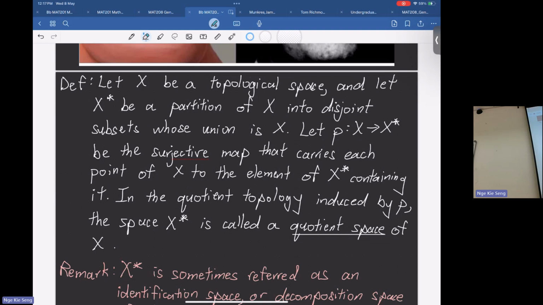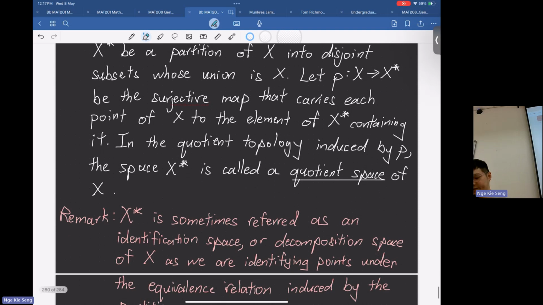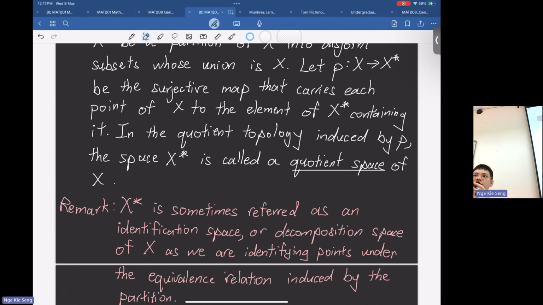And with a surjective map with a topological space as the domain, you can define a quotient topology. Like last time, how to define this quotient topology? We declare anything in X star open if the inverse image is open. Why? Because the inverse image lives in the topological space, where we already defined what is open. So you can decide whether the inverse image is open or not. If it is open, then your set is open. And this is what we call a quotient space, or sometimes an identification space or decomposition space. We identify some points inside our topological space, or we try to decompose our topological space into this partition to study the topology. So that's why it makes sense.